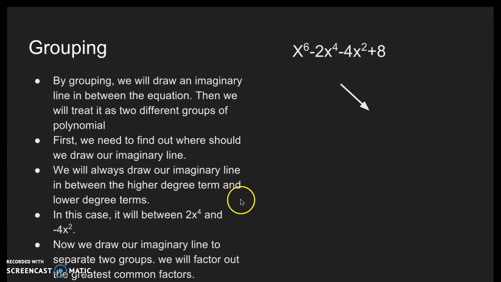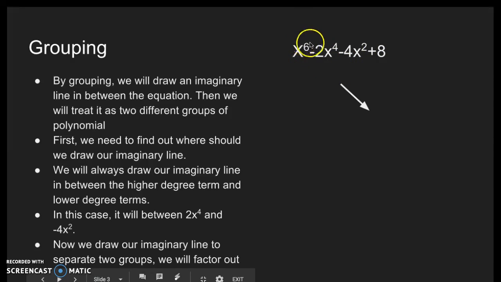We start with grouping. By grouping, we'll draw our imaginary line in between the equation. Then, we will treat it as two different groups of polynomial. First, we need to know, where do we draw the imaginary line? Where the heck is the imaginary line? Just a note, we will always draw our imaginary line in between the higher degree and lower degree terms. So let's look at the example.